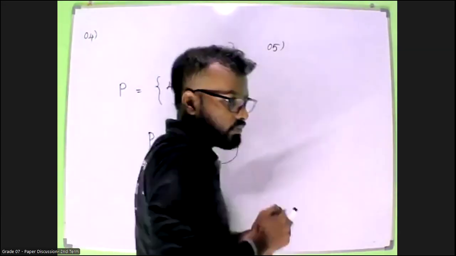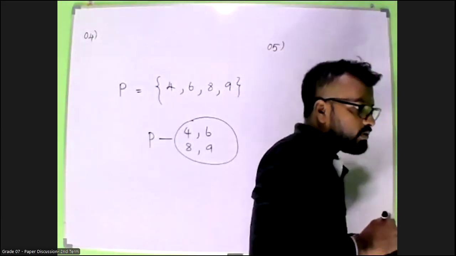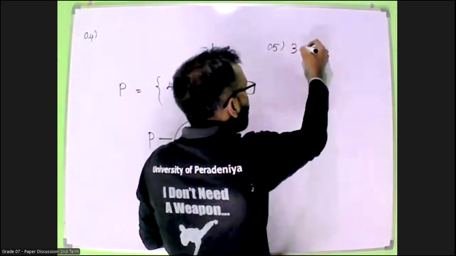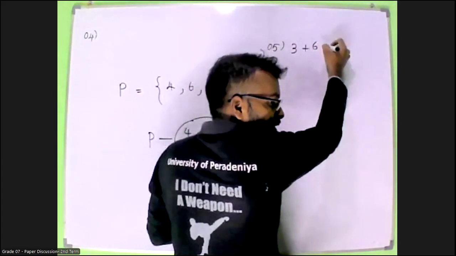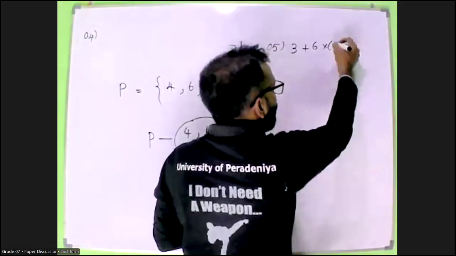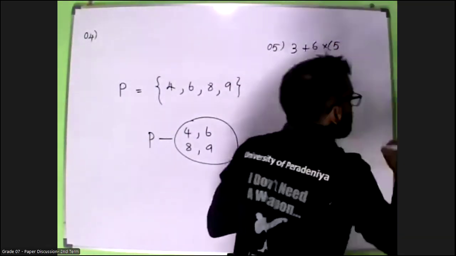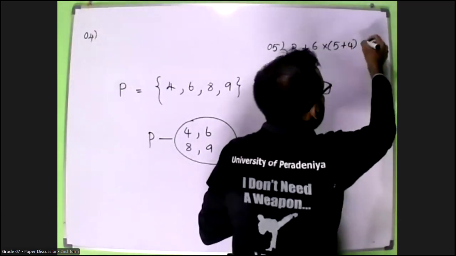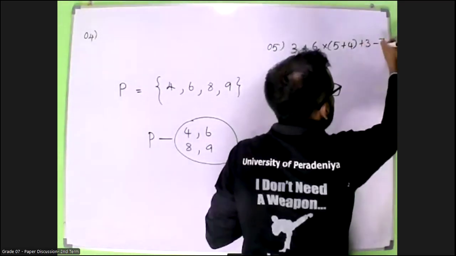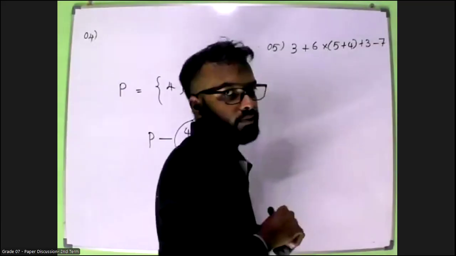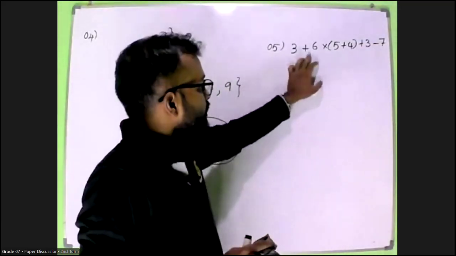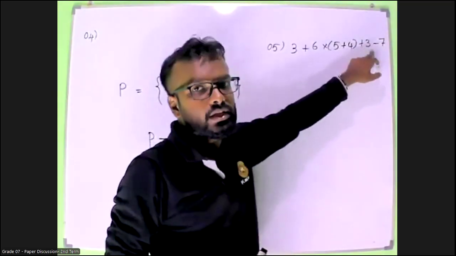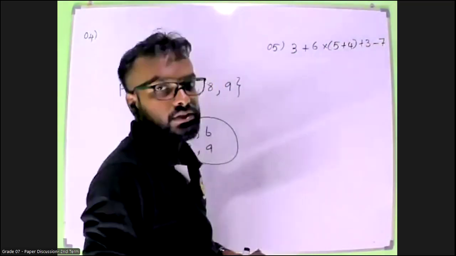Number 5. Number 5 says 3 plus 6 times 5 plus 4 plus 3 minus 7. So you have to do this one, right? 3 plus 6 times 5 plus 4 plus 3 minus 7. So how do you do this?